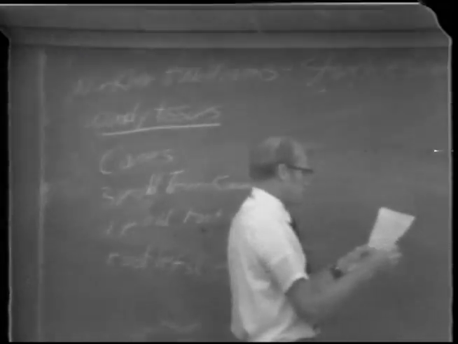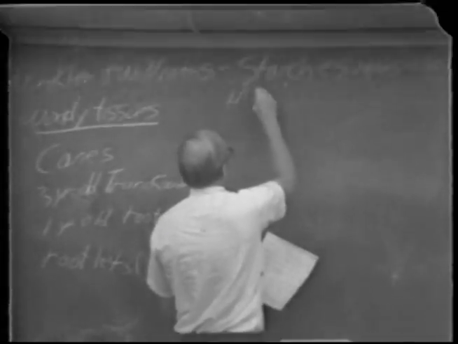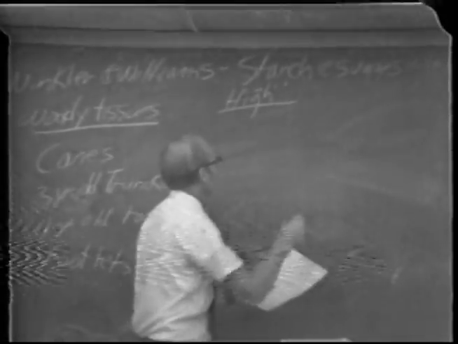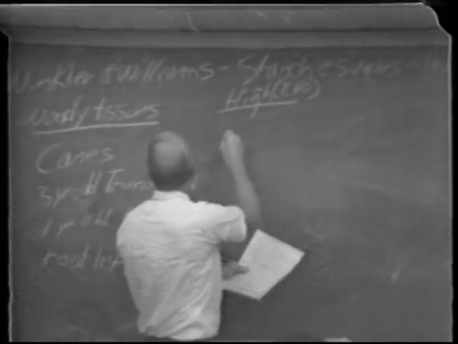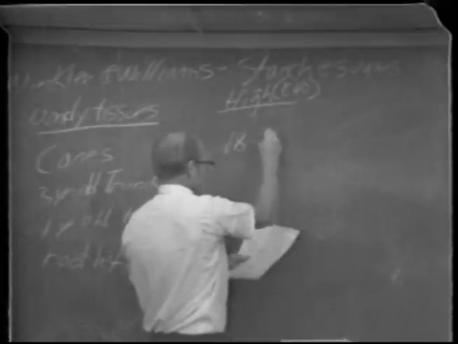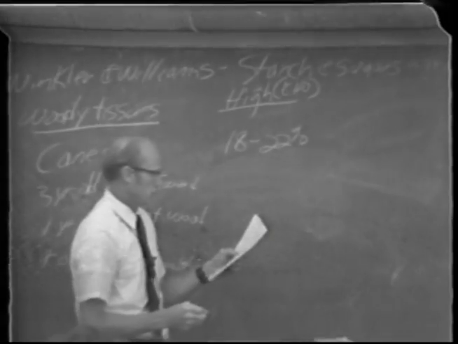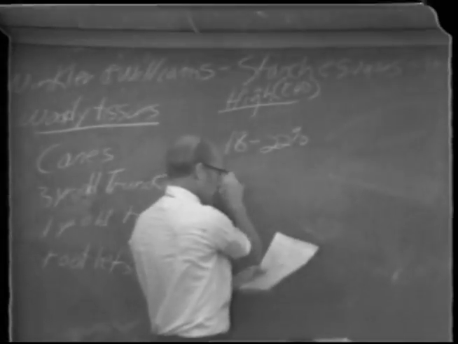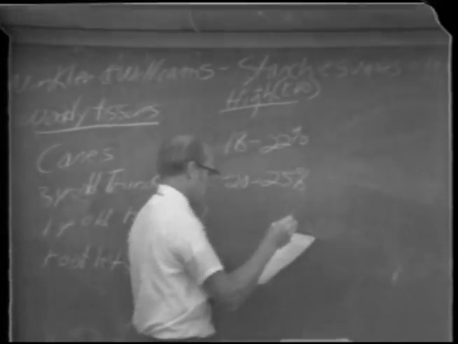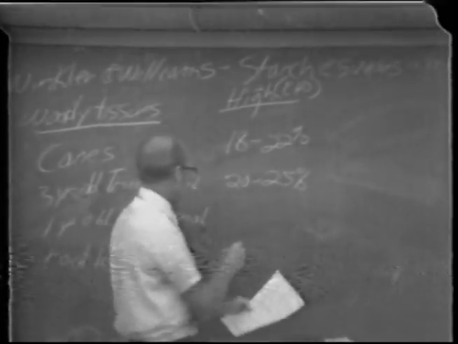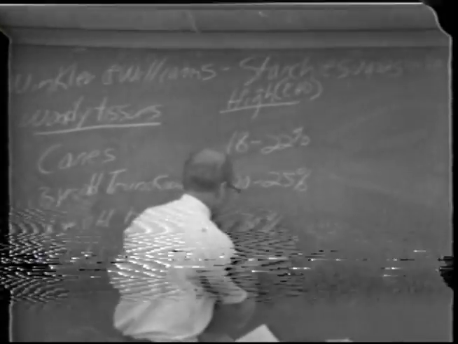And the high during the dormant season, this is the high level of carbohydrates in percent, was 18 to 22% for the dormant cane tissue. The trunk wood had anywhere from 20 to 25%. The 1-year-old root wood had 30%. And the rootlets 50%.